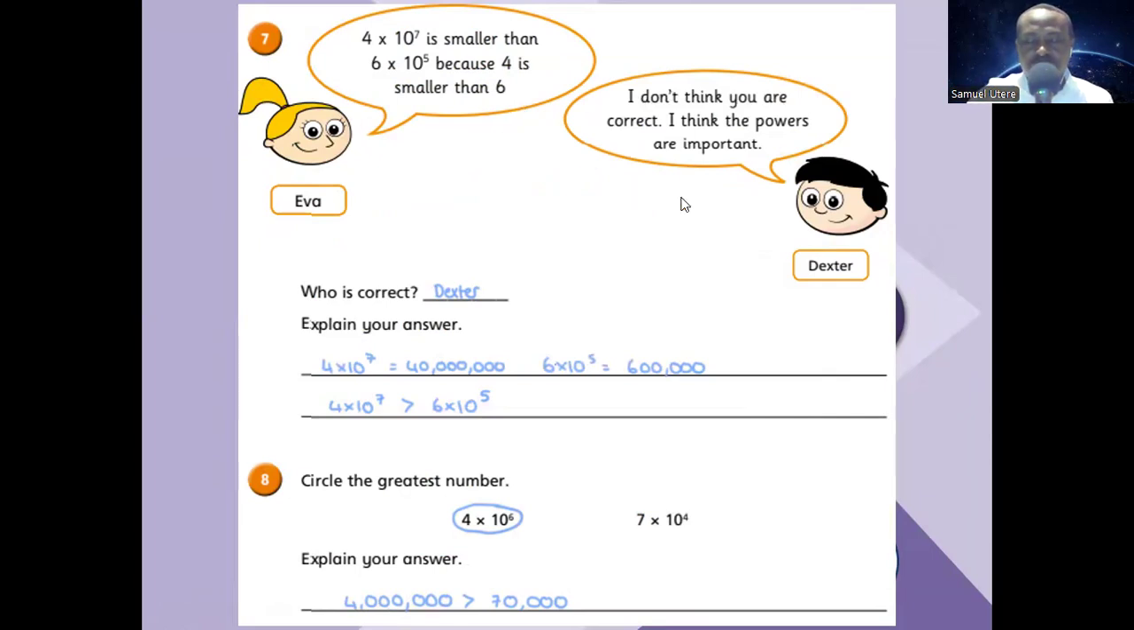And then here, Dexter said, I don't think you are correct. I think the powers are important. Of course, Dexter is right. The powers are important because you can use the place value column to actually state which number is greater. And then here you are asked to circle the greatest number. That's straightforward.